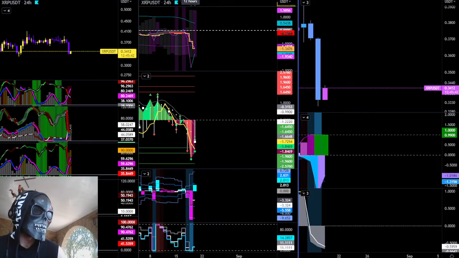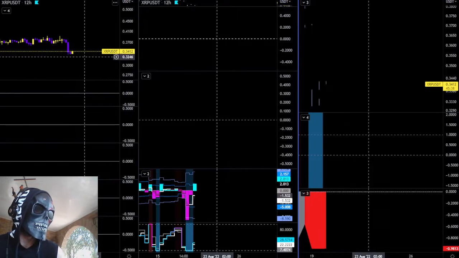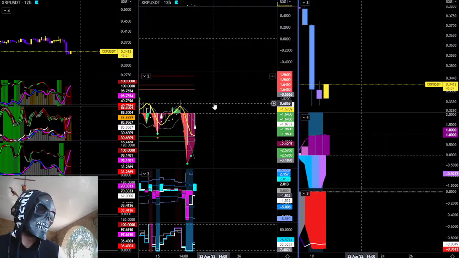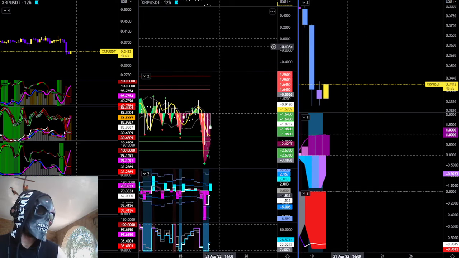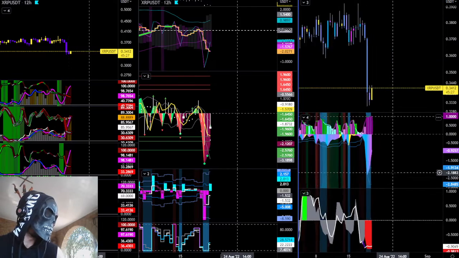Then we're going to drop it down to the 12-hour. Make this as quick as possible. So on the 12-hour, we've got 45 minutes to print, and hopefully I can get to that in enough time. We don't have enough data here yet.